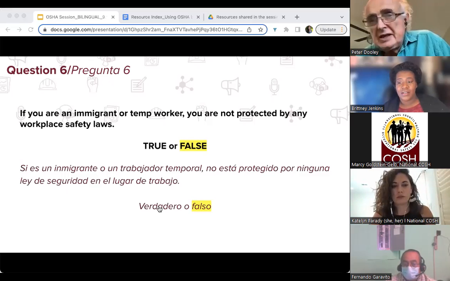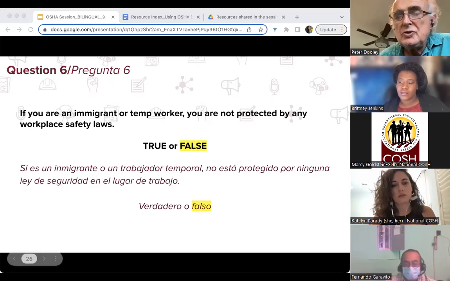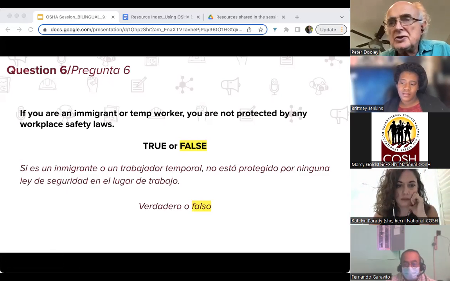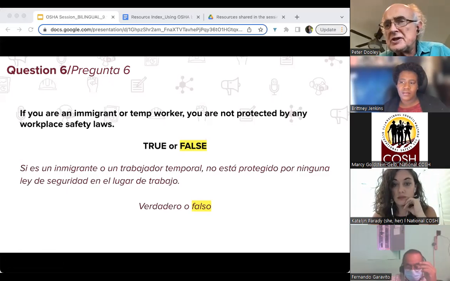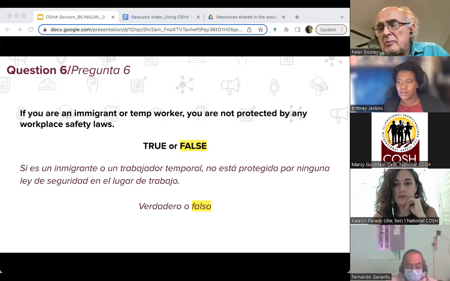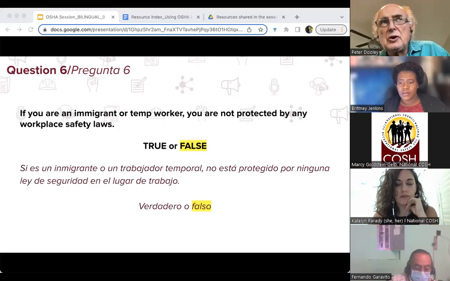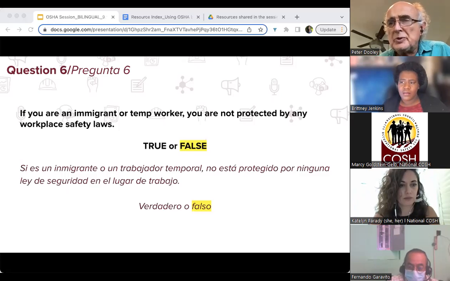So it is false. There is no limitation to which workers are covered, regardless of their immigration status or any kind of paperwork. So all workers working for an employer that is covered under OSHA or a state plan are absolutely covered by all protections.